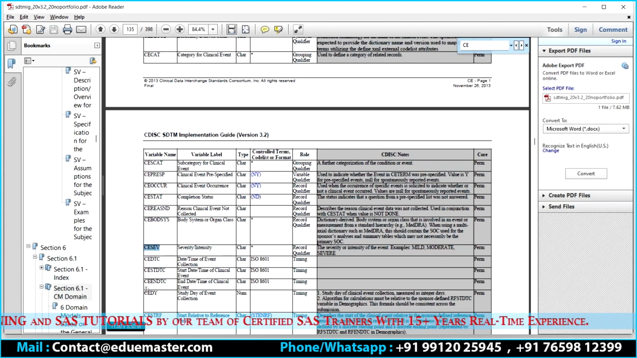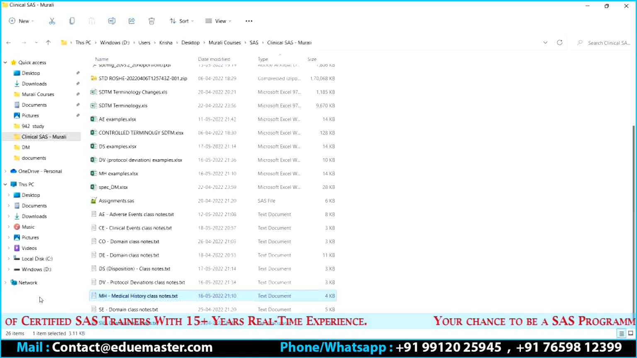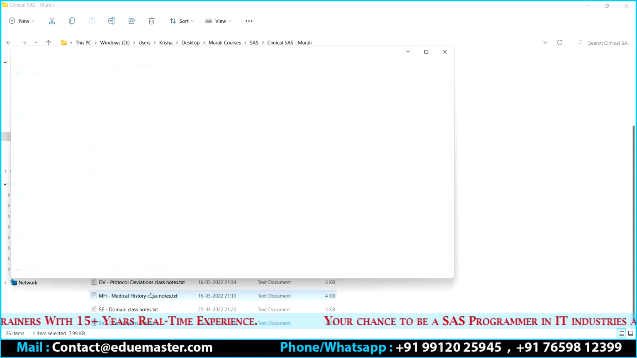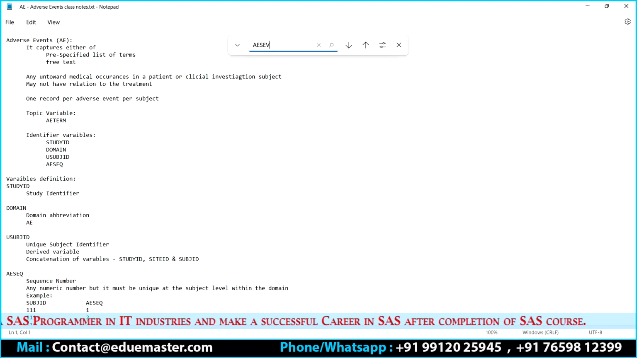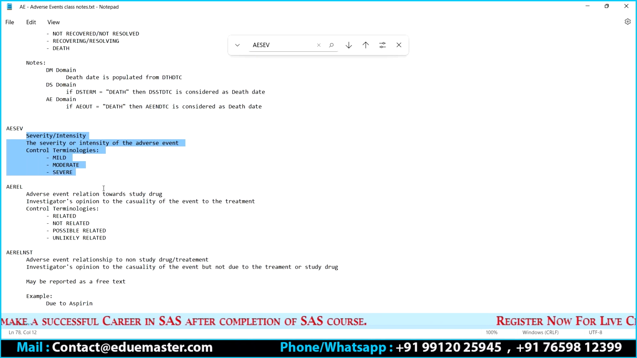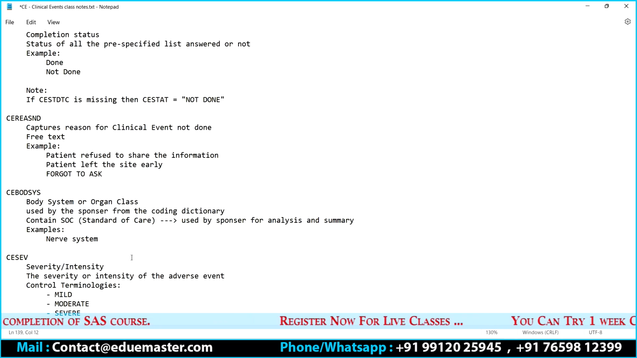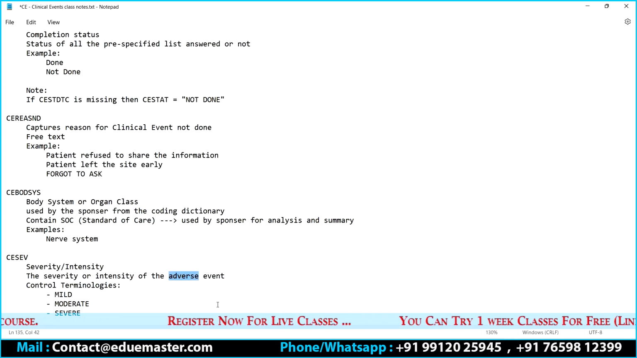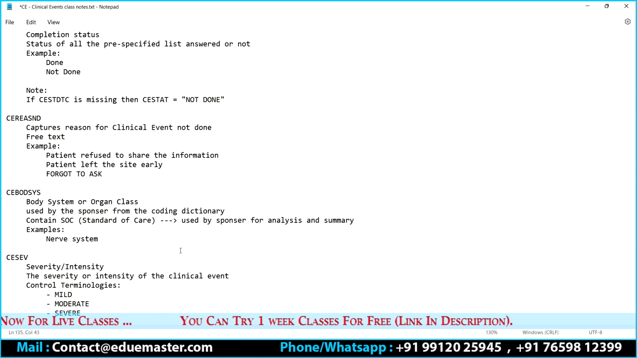Then you have CESEV, the CE severity. So what is CE severity? Where can I get this particular one? I can have this in your adverse events. In the adverse event, you have AESEV, the severity, or what is the other thing? The impact. Either you can call it severity or you can call it the impact or intensity of this one. So what are going to be the terminologies? Either you can mention it as mild or moderate, or it is severe. Correct? Instead of this, we can call it a clinical event. That's the only difference. Correct?